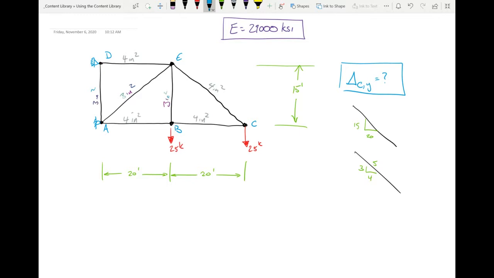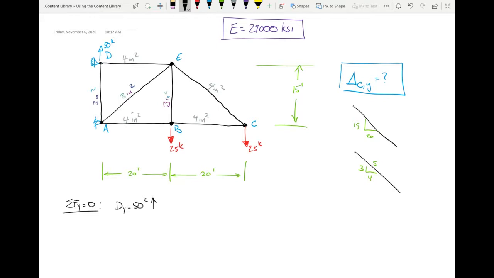So if I sum forces in the y direction, I'm going to get that if I've got 25 down and 25 down, that has to be 50 going up, right? The vertical reaction. So this, Dy, is 50 going up, right? If I'm going too fast, you let me know, okay?